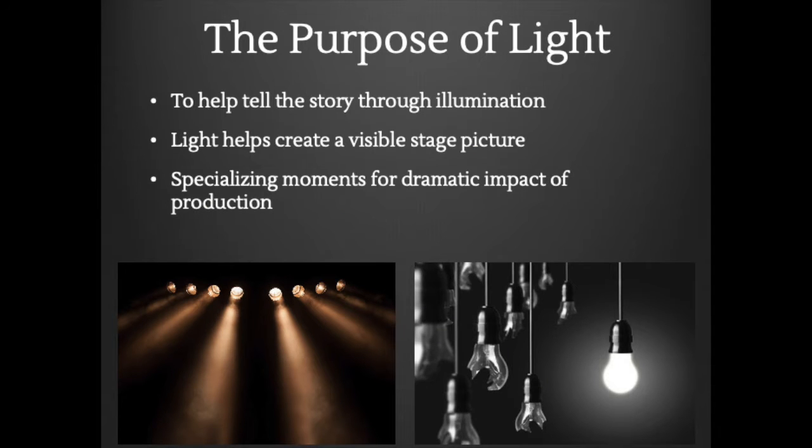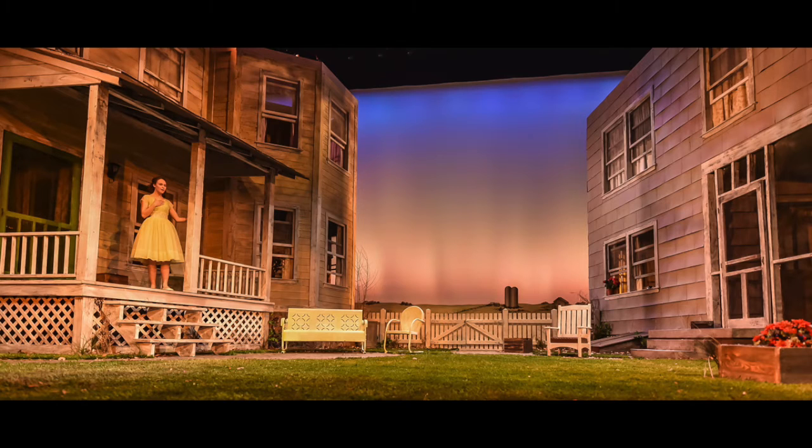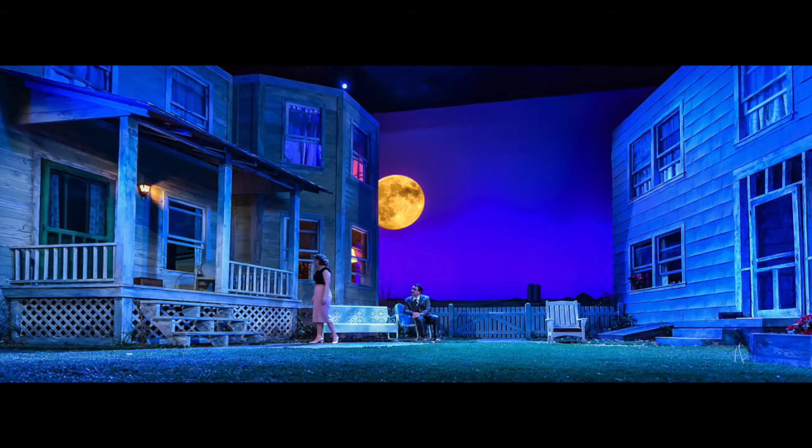The purpose of light: to help tell the story through illumination. Light helps create a visible stage picture, specializing moments for dramatic impact of production. I'm just going to riff on what that means. So to help tell a story through illumination, a lot of times, in the most basic sense, lighting will tell you if it is daytime or if it is nighttime. Lighting can also help if there's a moment in a play where there's a dream sequence. That lighting will probably look way different than what was before in a reality moment of the play. So it helps tell the story in that way.